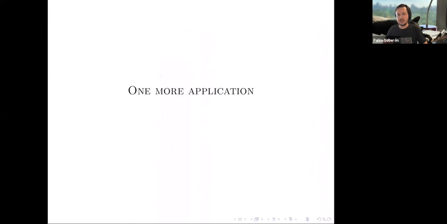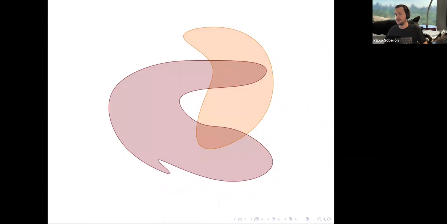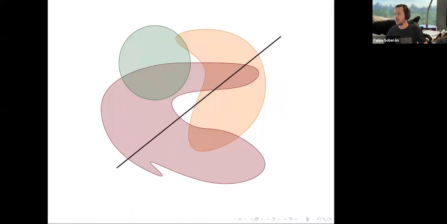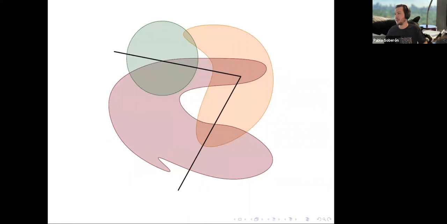I will just very quickly say one more application of these things. This is the result with Yuki. But before, let's just go back to the plane. Two measures, one halving line. Three measures is usually bad news, but maybe if you twist your line, you can cut all of them by half. This is what we call a wedge, the intersection of two half planes.